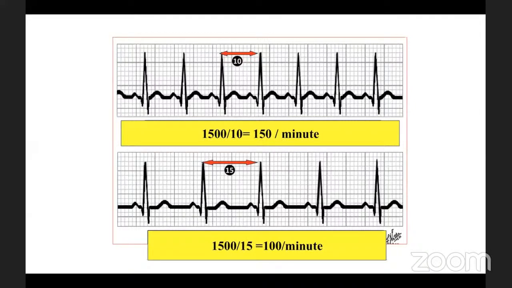طيب والصورة الثانية راح نعدها 1 2 3 4 5 6 7 8 9 10 11 12 13 14 15 small squares. فأروح أقسم 1500 على 15 راح يطلع لي 100 beats per minute. أوكي واضحة؟ إن شاء الله واضحة. طيب next slide.